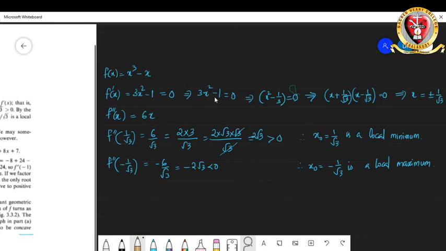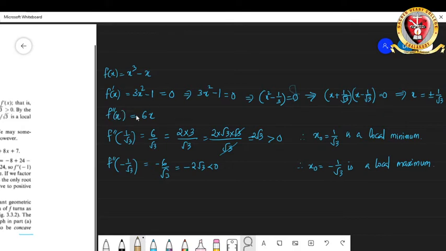Divide the whole equation by 3, you get x square minus 1 by 3 is equal to 0. Then it is of the form x square minus y square on the left. So you can write it as x plus y into x minus y. Here y square is equal to 1 by 3. So y will be root of 1 by 3 or 1 by root 3. So you can write on the left hand side x plus 1 by root 3 into x minus 1 by root 3 is equal to 0. So you get x is equal to plus 1 by root 3 and minus 1 by root 3. Both are coming from there.